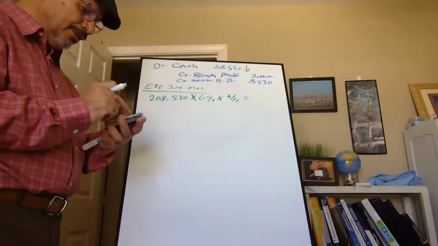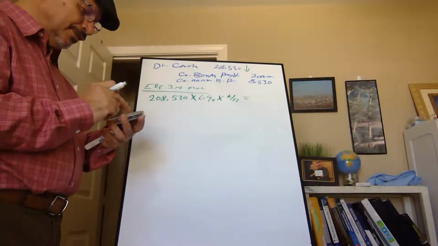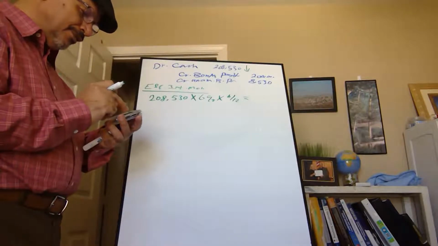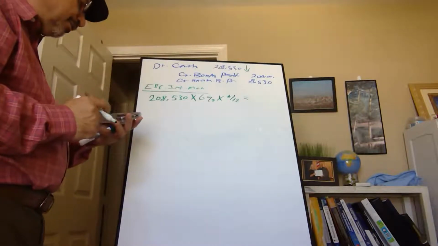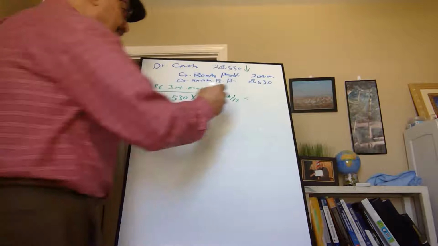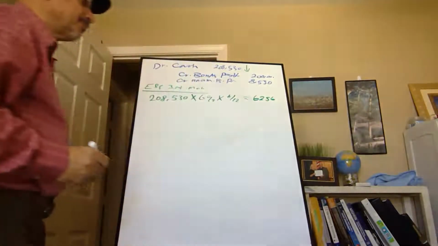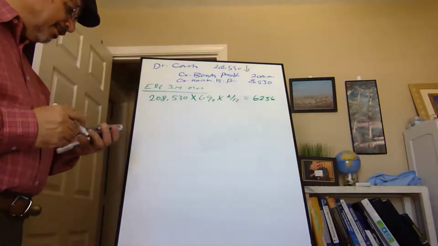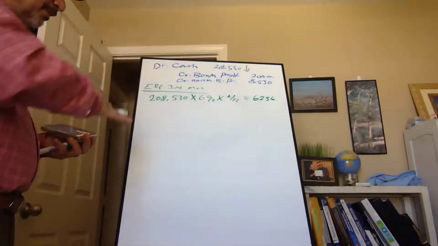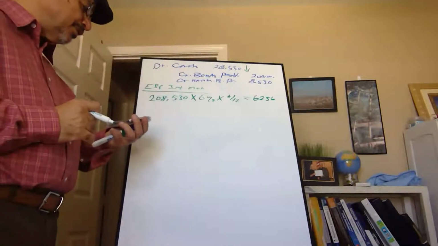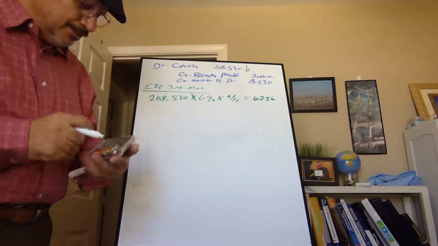208,530 times 0.06 times 6 divided by 12 will give us 6,256. It's actually 6,255.9, so just to make it to the nearest number, we'll say 6,256.